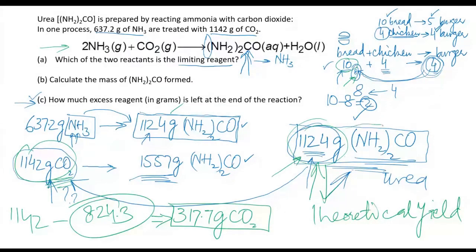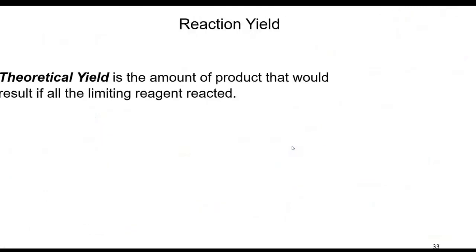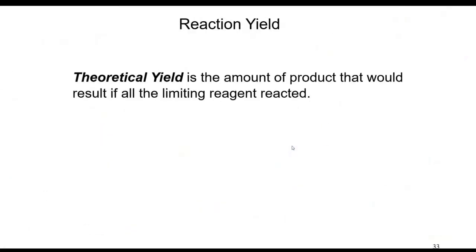Now, how many grams of urea is obtained? 1124. How did you get it? After calculation. Yes, after calculation, your answer is the theoretical yield. When you solve your question and you get the answer, this amount is known as theoretical yield. Clear this one? Clear. Okay.